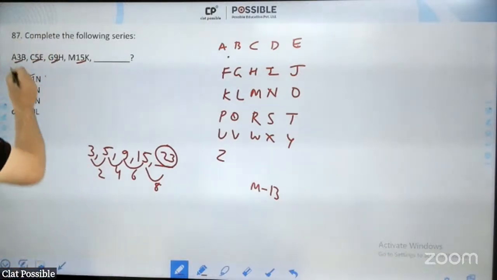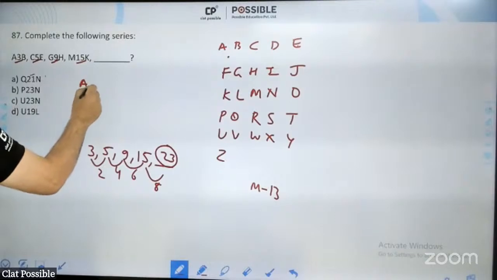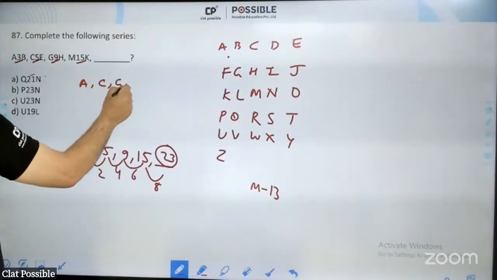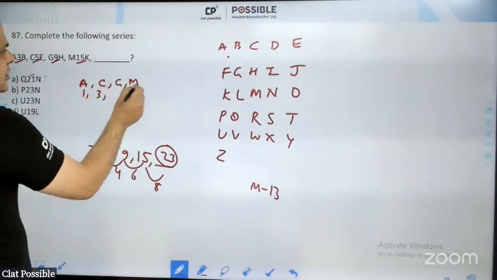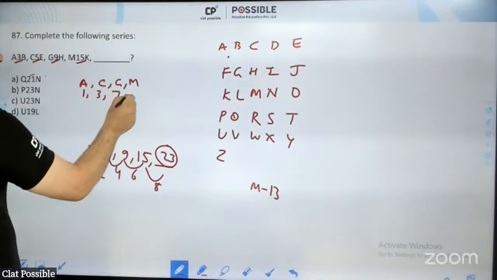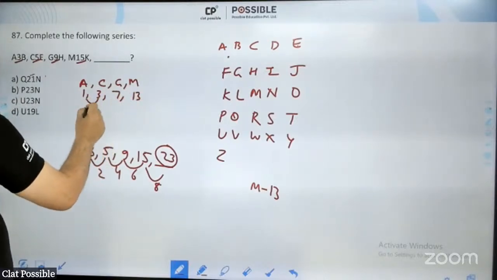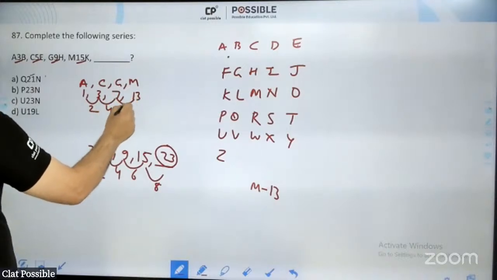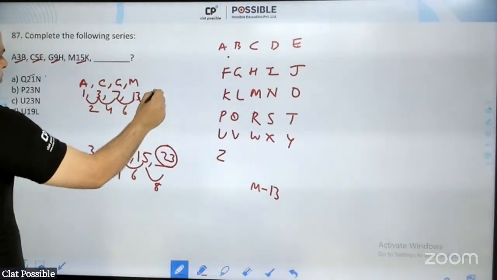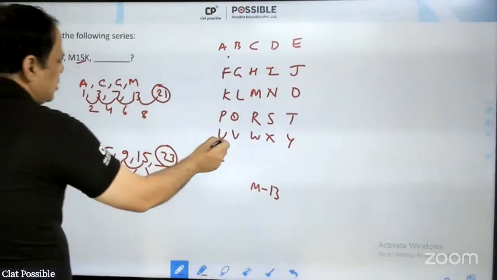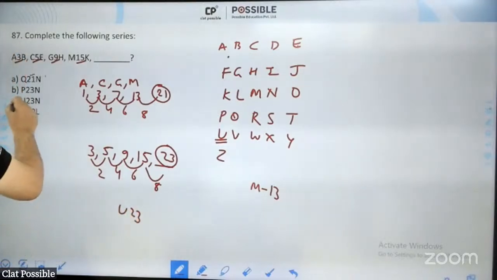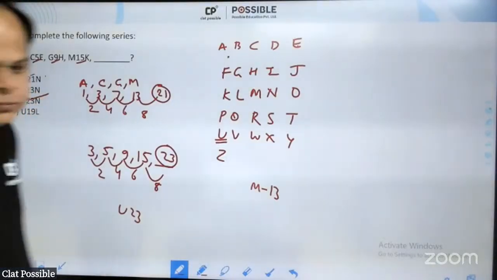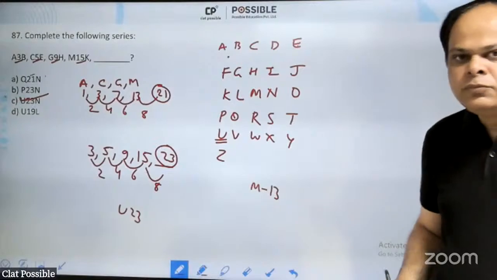Now, how do we go about this? It is like A, the first alphabet, then C, then G, then M. A is 1, C is 3, G is 7, and M is 13. So here the gap is 2, here the gap is 4, here the gap is 6. So the gap should be 8, which is 21, and 21 is your U. So therefore U23 should be the correct answer. So therefore C is the correct answer. Hope this is clear to everybody.